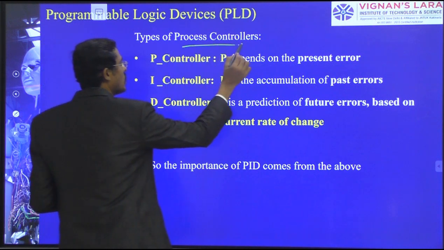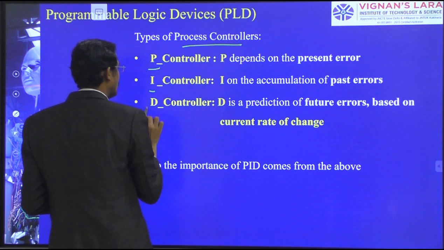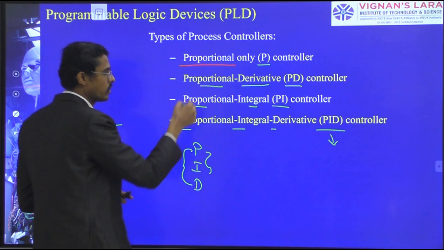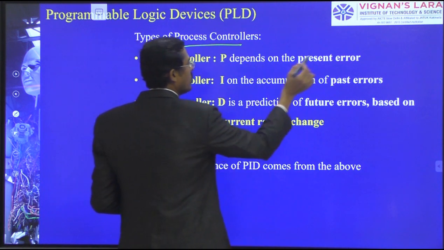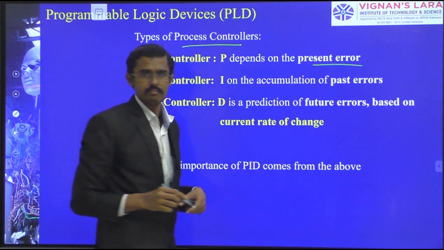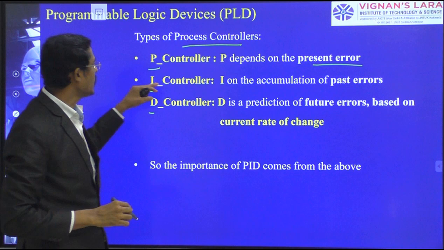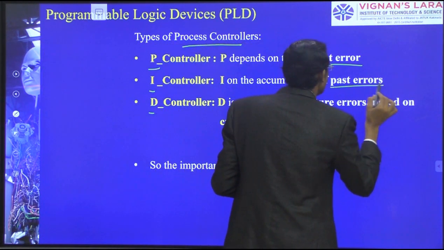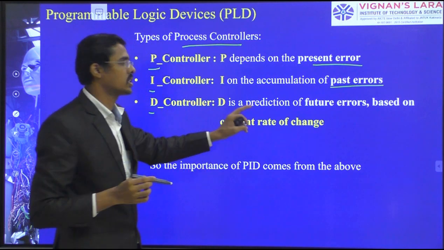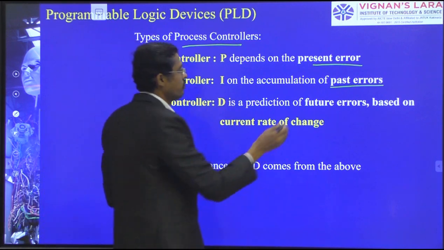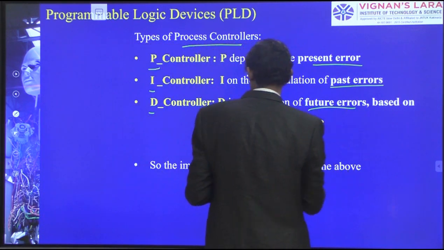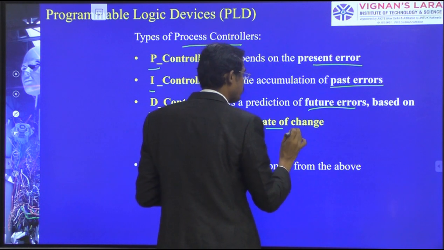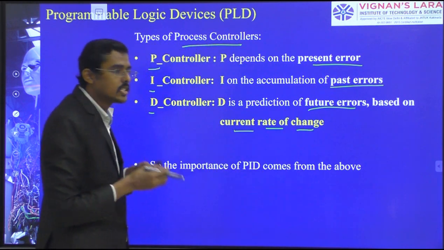So the process controllers are the P controller, I controller and D controller. What is that? The P controller depends upon the present error. The I controller depends upon the past error. The D controller predicts the future error based on the current rate of change, how fast it is changing.